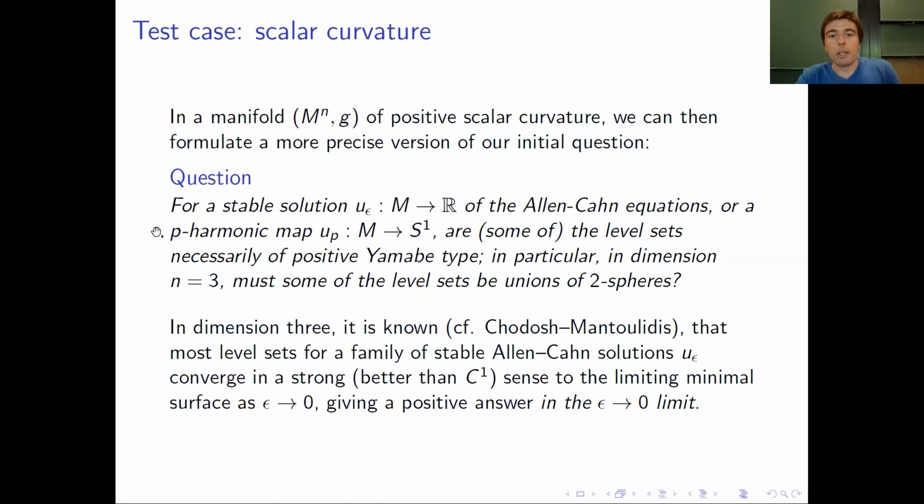In dimension 3, maybe I'll point out that for the Allen-Cahn version of this question, we know from work of Chodosh and Mantoulidis from 5 or 6 years ago now that you have not just some weak convergence, but really strong convergence of these level sets to your minimal hypersurface. So in that case, you at least know that these must have the same topology as epsilon gets sufficiently small. Okay, so there's reason to think that something like this might be true.